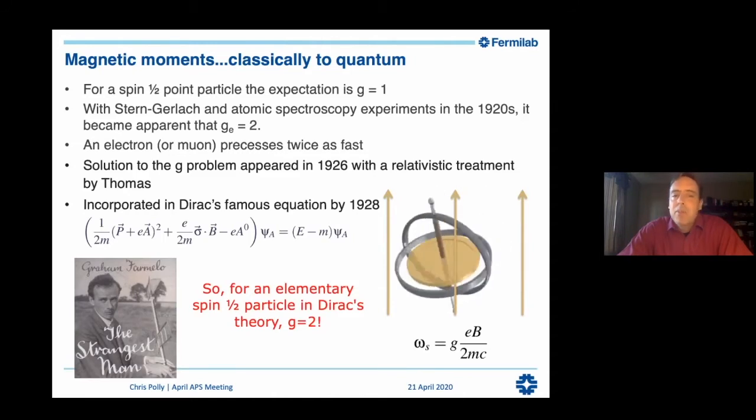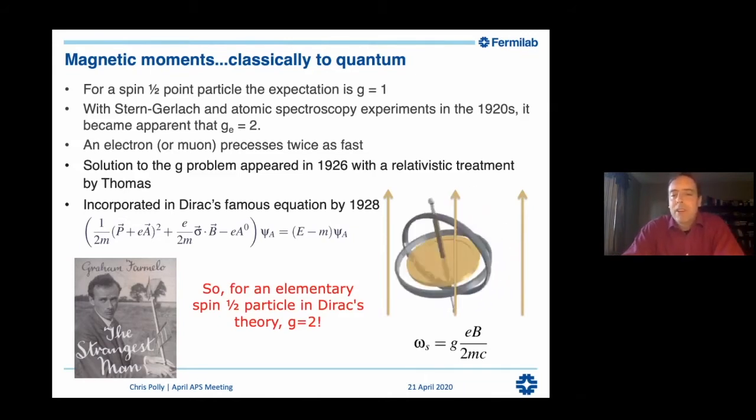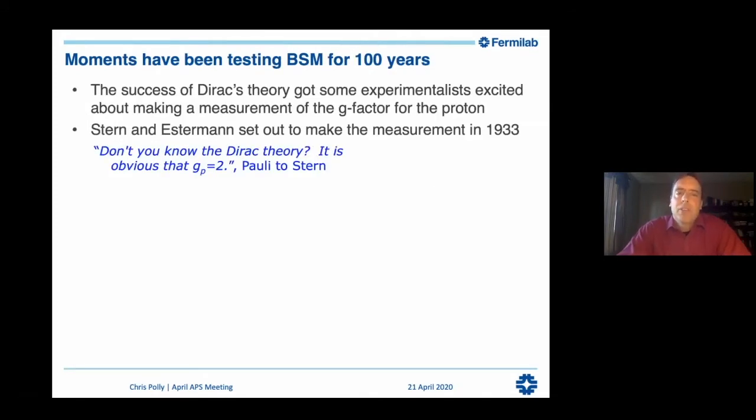The solution of this G problem appeared in 1926 when a full relativistic treatment was done by Thomas. It was then incorporated in Dirac's famous equation by 1928. So in general, for an elementary spin 1/2 point particle, the expectation in Dirac's theory is that G would be identically equal to 2. That was a very successful theory for a while, but then experimentalists started to make even more precise measurements.